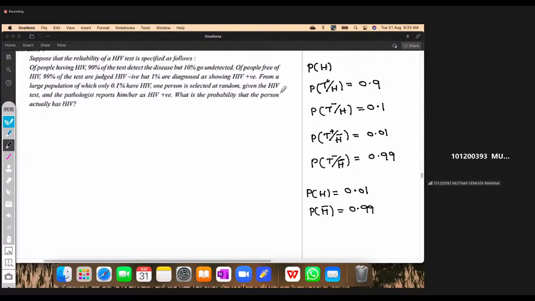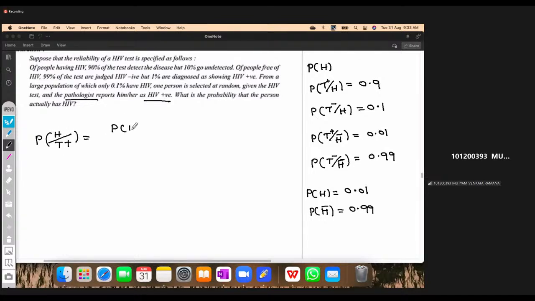Now, a person is selected given the HIV test. The pathologist reports HIV positive. So, probability of test positive. Here, what I need to say is, the test has come as positive. Given that, okay, this is known. But what is the probability that the person actually has HIV?